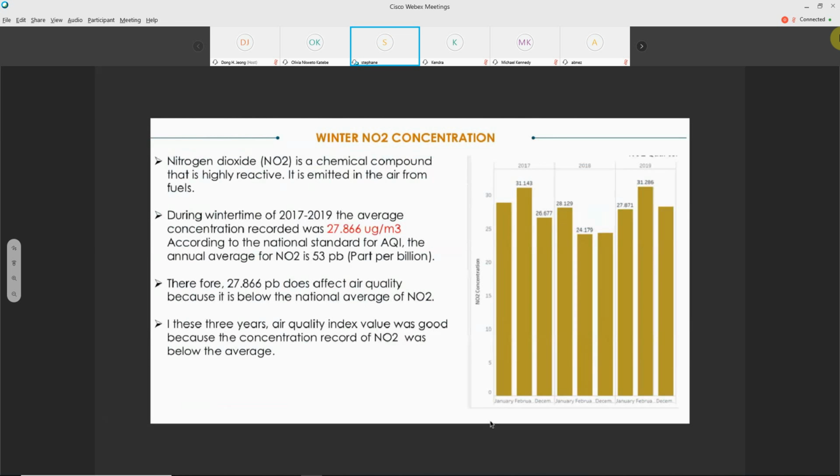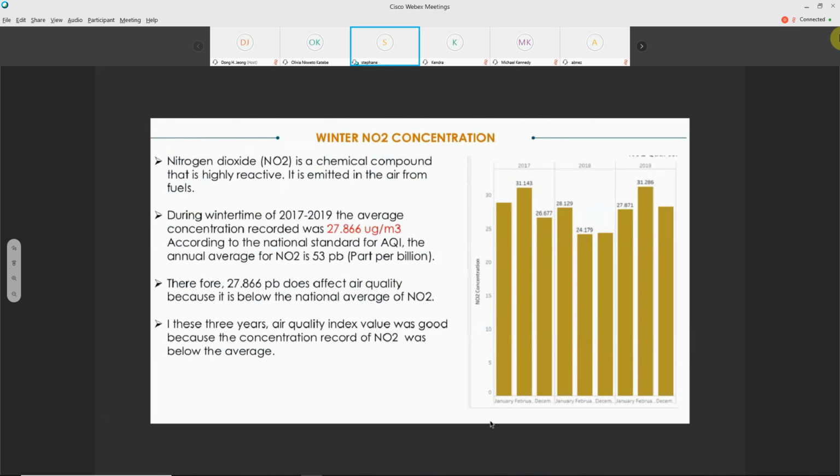So we decided to see which year between those 3 years had the higher level concentration of nitrogen dioxide. So the nitrogen dioxide is a chemical component that is highly reactive. It is emitted in the air from fuel.